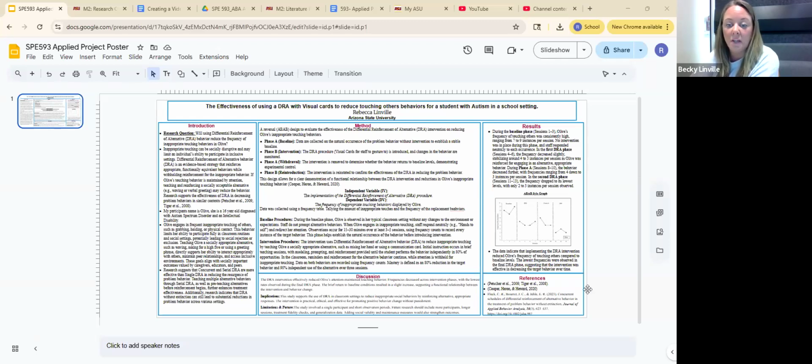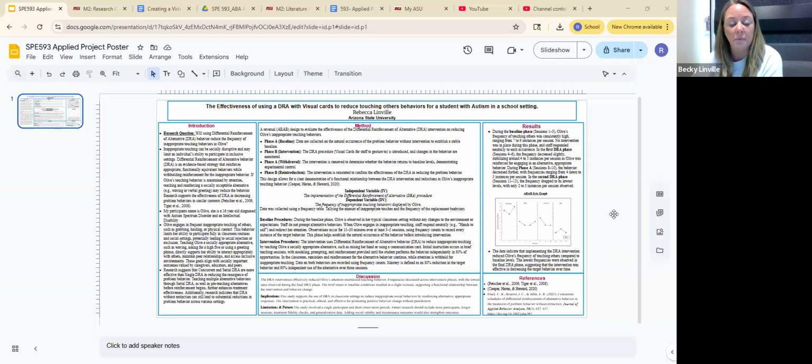The limitations were, like I said, the staff. So making sure that I'm going in for fidelity checks and that staff are running it correctly, and that we're generalizing it to different areas of the school instead of just her home classroom. I did try to go to different classrooms with her, but for the most part, I stayed in her home classroom.